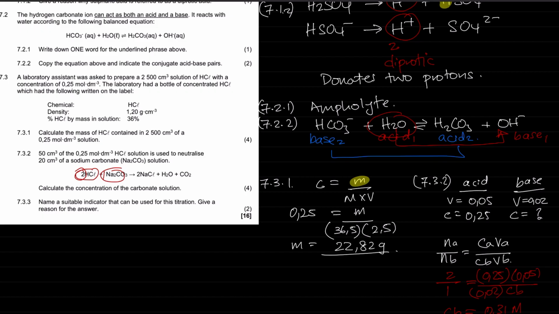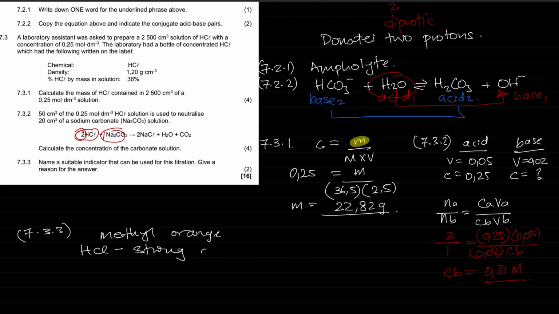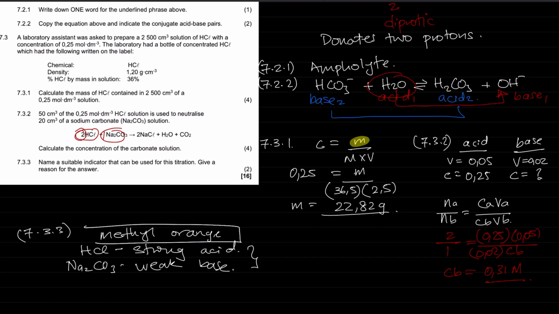Okay? And the last question, 7.3.3. Name a suitable indicator. The suitable indicator that we can use for this kind of titration is going to be methyl orange. Now, why are we going to use methyl orange? Because HCl is a strong acid and Na2CO3 is a weak base. So whenever you have a combination of a strong acid and a weak base, methyl orange is your go-to.